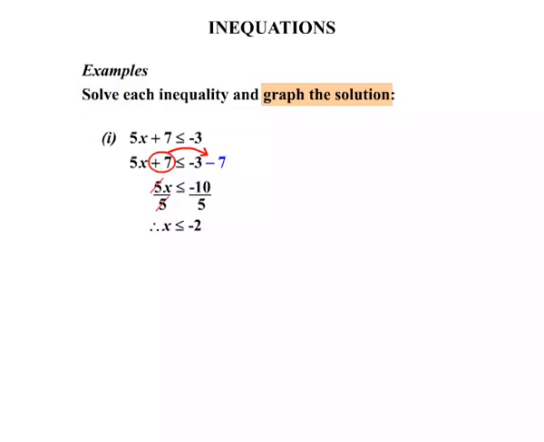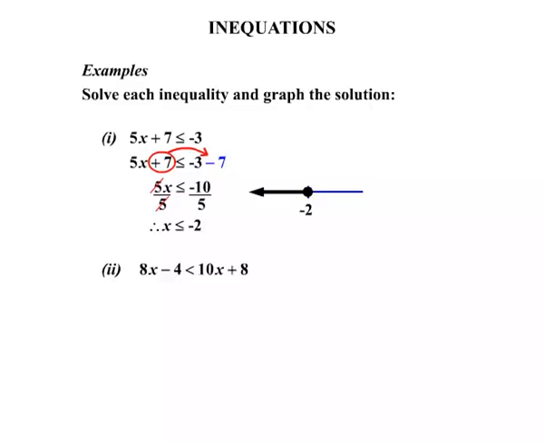Now we need to graph the solution. So we have x is less than or equal to minus 2. Need to graph that. So on our number line, we mark in the negative 2. And it's less than or equal to negative 2, so we colour the circle at negative 2. And we're also interested in all the numbers less than that, so all the numbers to the left of negative 2. Excellent.